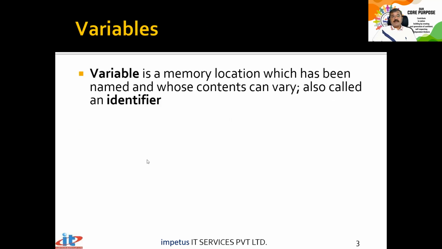But what is a variable? It is a memory location which has been named, whose contents can vary, also called an identifier. Whose content can vary, not has to vary, because we can create a variable whose contents do not vary. The variable need not necessarily be something whose value can change. But they are called identifiers. Every variable name is an identifier because it identifies the memory location where the data has been stored.